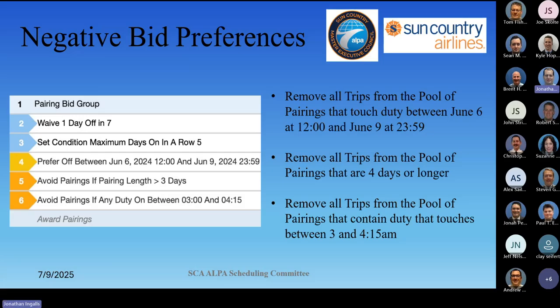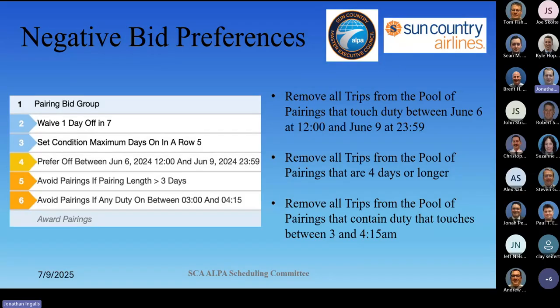So some examples of that. In this example, we have a wave in a set condition. The pilot has said they want a wave 1 and 7 off, so they're willing to work more than 6 days in a row. Set condition, maximum days on in a row they want to work is 5. You'll note that directly contradicts line 2. This is taken from another pilot's bid, which I thought was kind of funny.